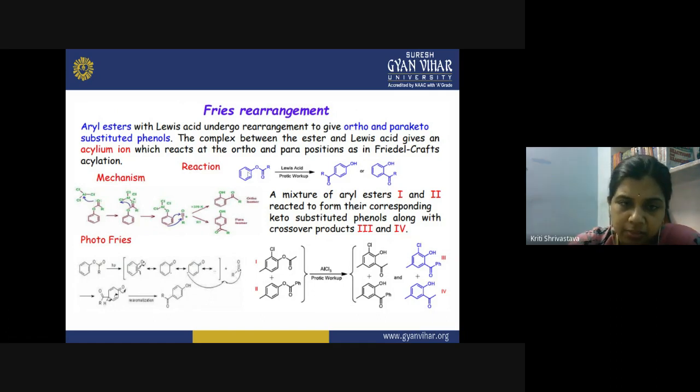So this is the reaction of the aryl esters. You have an ester group here, COO, in which one of the R groups is a phenyl group. This is the aryl ester, and in the presence of the Lewis acid and protic work-up, what you get at the end is the ortho and para keto substituted phenol. So this is the keto substituted one. You have a ketonic group here, and at one of the R you have a phenol attached. So these are ortho and para keto substituted phenols. And this is the para, and this is the ortho substituted ketophenol.